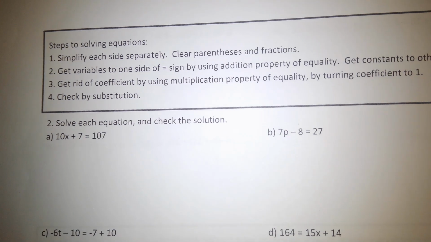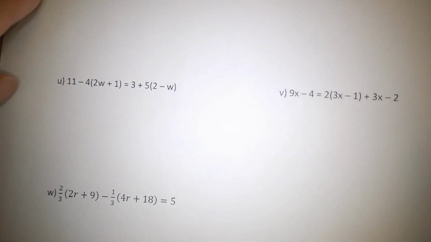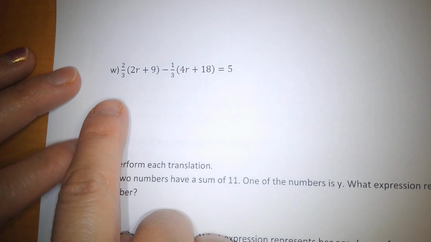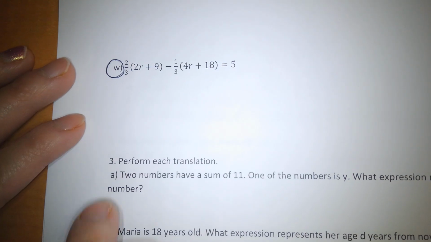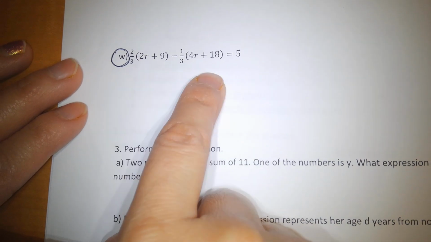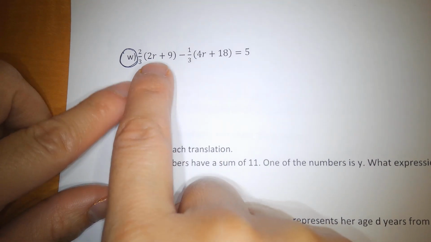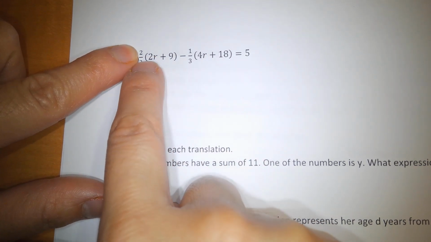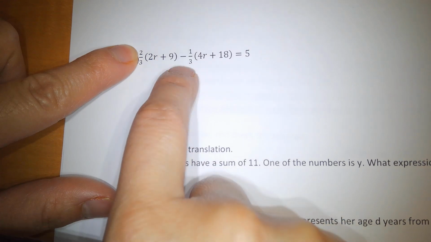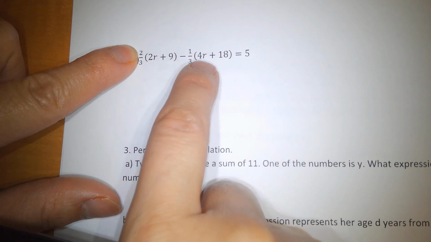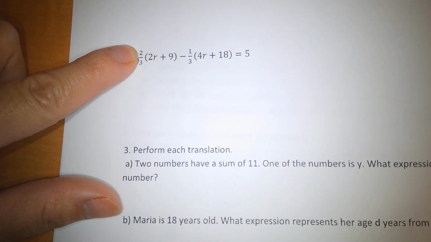I believe you guys did most of the questions last time, so in class we'll only do one together. Let's do question W together. If you have already done the question, no problem. If you haven't, let's do it together. So solve this equation: 2/3 times (2r plus 9) minus 1/3 times (4r plus 18) equals 5. Here r is the variable. So what do you do, guys?